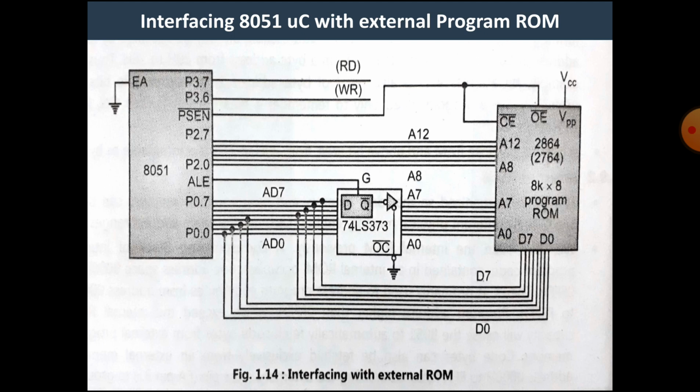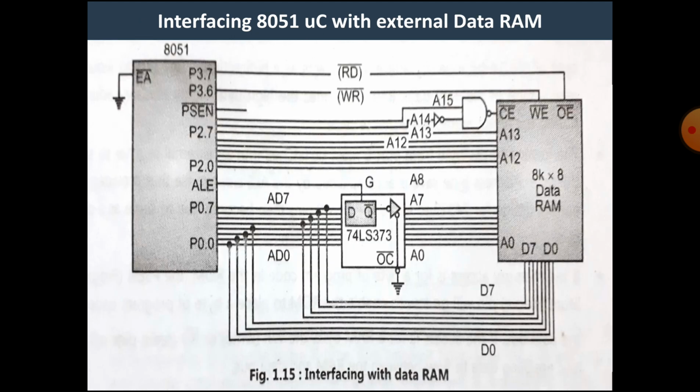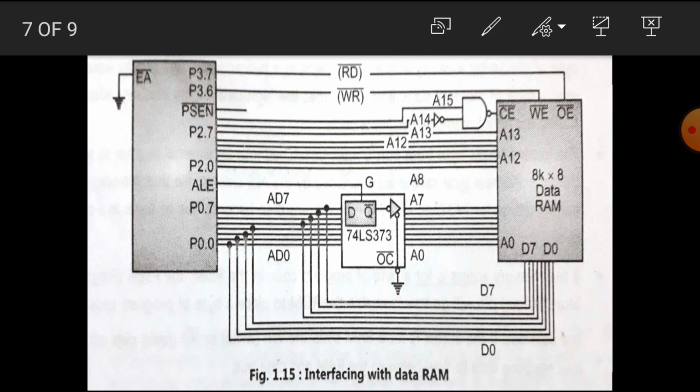interfacing. Now our next type of interfacing is the interfacing of 8051 microcontroller with external data RAM. We know that the RAM is the memory in which we can read and write data. Hence, here the read and write pins are used. The read pin is connected to the output enable pin of external data RAM, and the write pin is connected to the write enable pin of external data RAM.